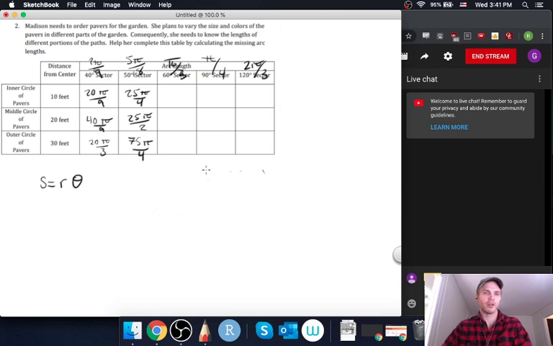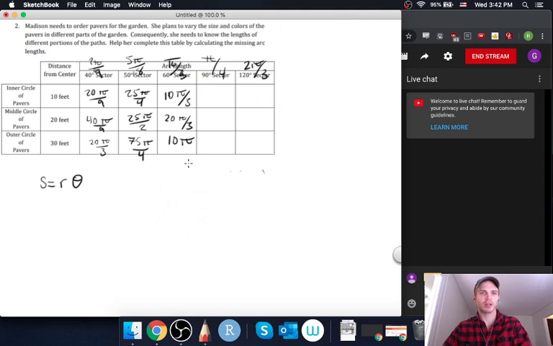All right. Okay, so same thing. S equals r theta, and we're going to use pi over 3 for our theta. So pi over 3. First r is 10, so this is 10 pi over 3. And then the second r is 20. 20 pi over 3. There's no factor of 3, so it's super easy. Then 30 pi over 3. We've got a factor 3 involved there, so this becomes 10 pi.